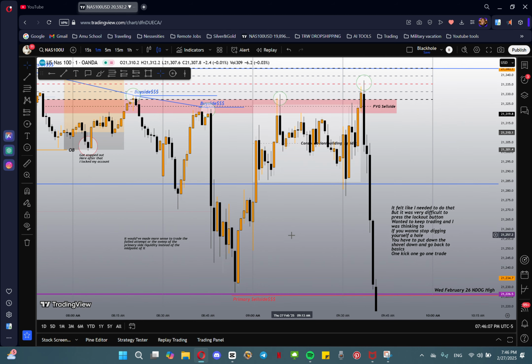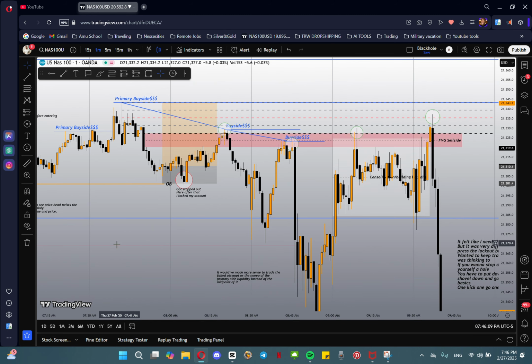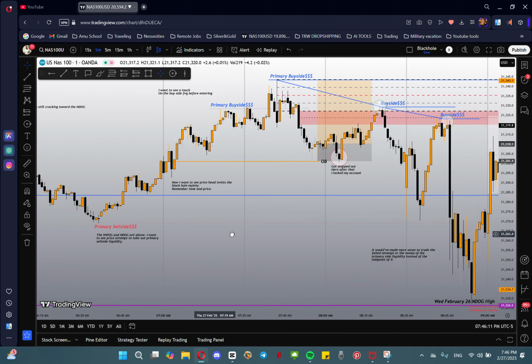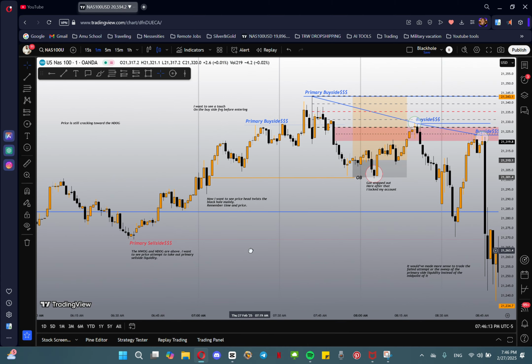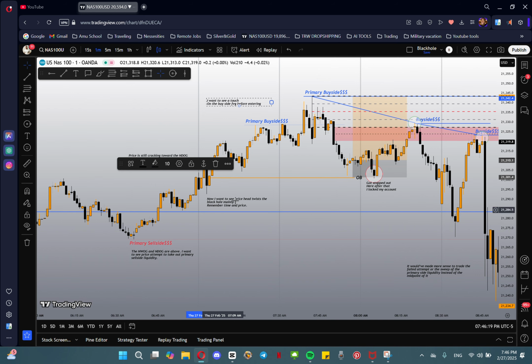It's very good to annotate when you're trading. So you're talking yourself through trades and helping yourself. In the beginning, you're just saying what you see and what you want to do, as long as it's in sync with price. So I initially thought, the new week opening gap and the new day opening gap are above. I want to see price attempt to take out the primary sell side liquidity.